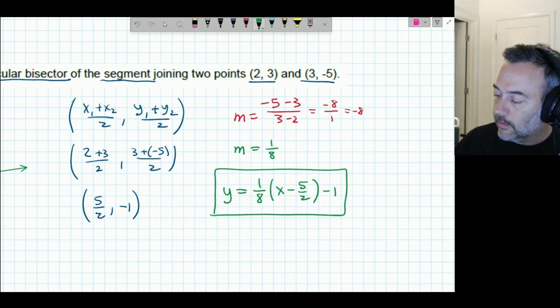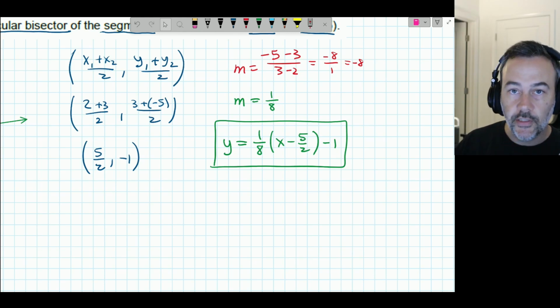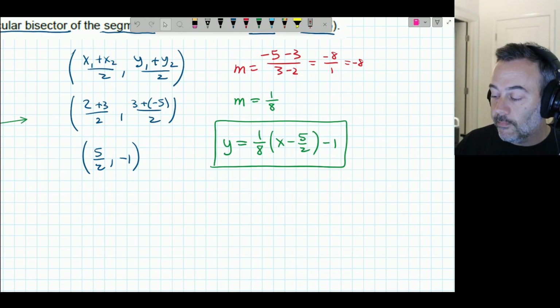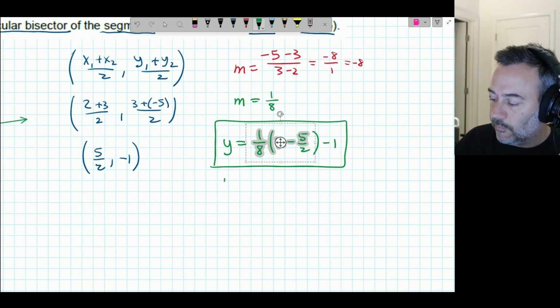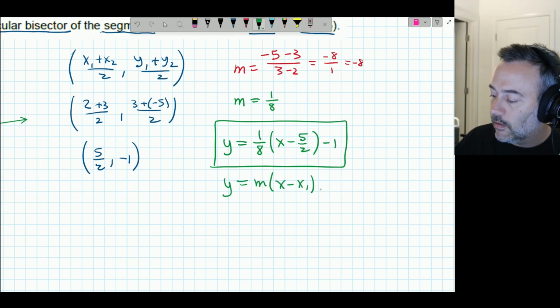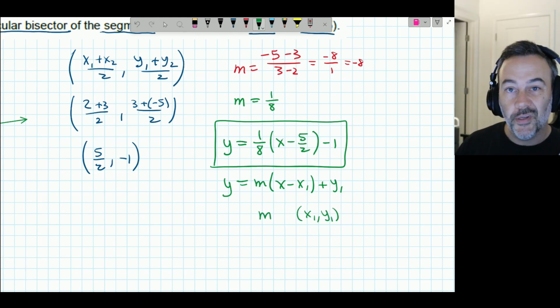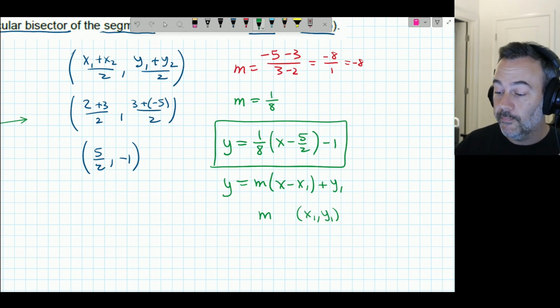Done. Now, how did I write that down so fast? You need to know the point slope form of a line. The point slope form of a line is m times x minus x1 plus y1. So if you know a point x1, y1, and you know the slope, you can just plug into this formula to write down the equation of a line.